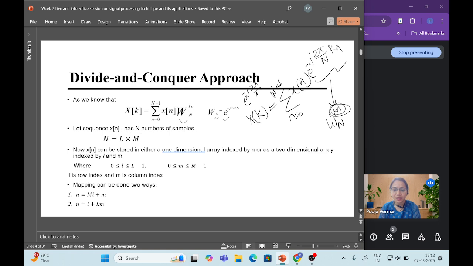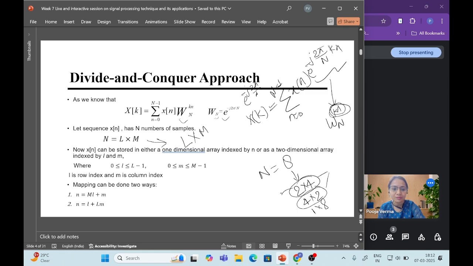Let the sequence x of n have N number of samples. That N number of samples we can write in any way. Here we just divide it into L into M form. For example, if N is 8, we can divide it as 2 into 4, 4 into 2, or also 1 into 8. Here we will represent this in the form of a matrix in the divide and conquer approach.